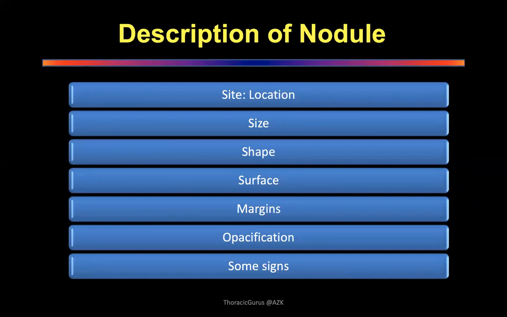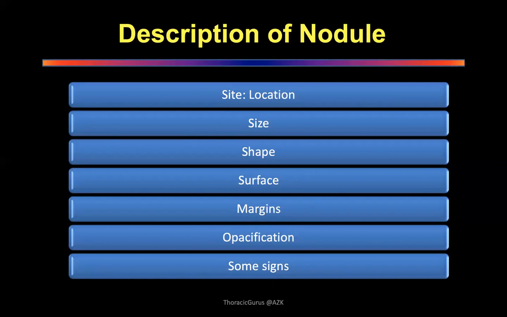It is circular in shape. So you have to talk about the shape. You have to talk about the surface, what it looks like. You have to talk about the margins. You have to talk about the opacification, whether it's hypodense, hyperdense, or isodense. And you have to look for some signs which are specific to that pathology. But if you don't know the signs, it's okay.